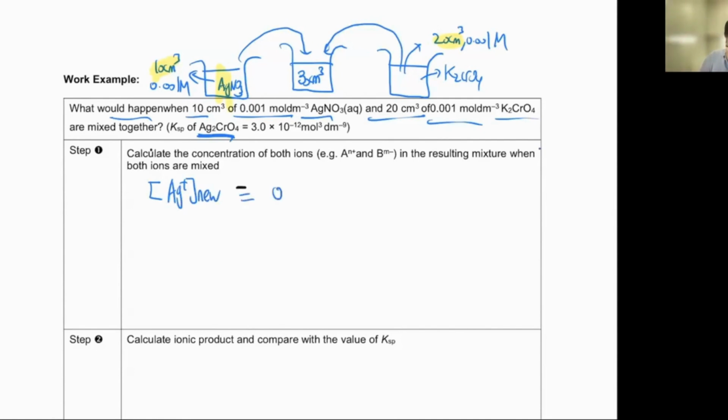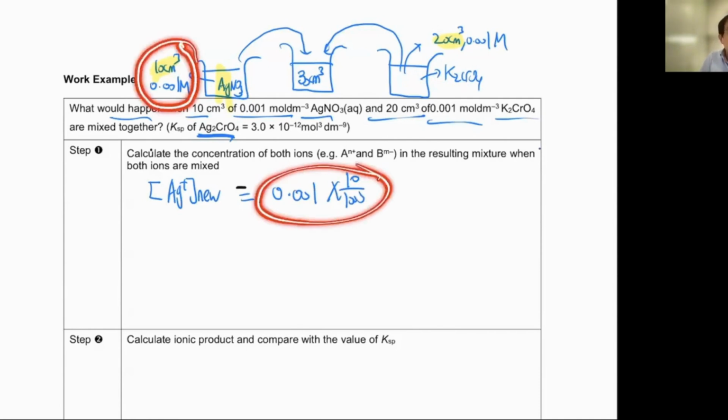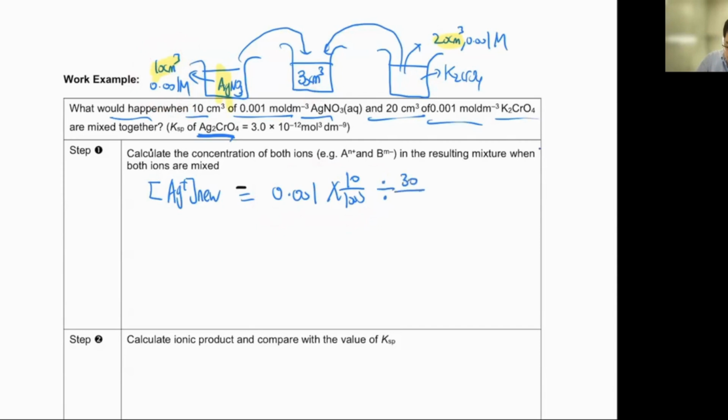So the very first step is I take 0.001 multiplied by 10 over 1000. The purpose is for me to convert this to moles. Now after that, you need to divide by the total volume, which is 30. You divide by the total volume. Can I find the concentration now? Yes, of course. This is the new concentration. So the new concentration is 3.33 times 10 to the power of minus 4.